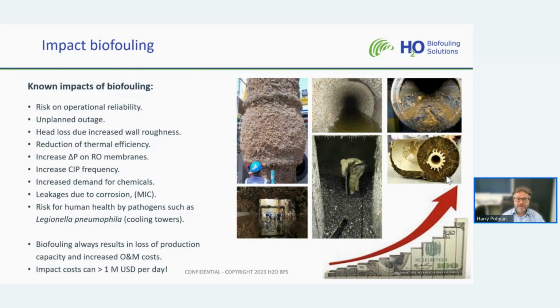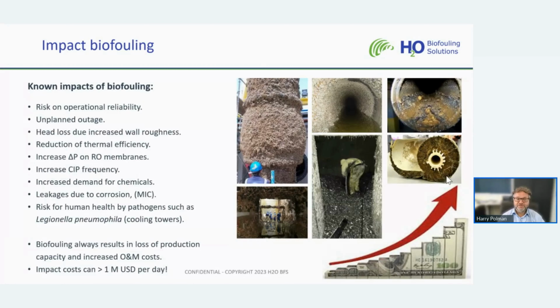The worst case impact is an unplanned outage, either caused by head loss in the seawater pump basin or by a blockage of condenser or heat exchangers. Biofouling has an impact on the reduction of thermal efficiency of a heat exchanger in an RO. Increasing the rate of cleaning frequencies. You generally need more chemicals to combat biofouling, and biofouling can also result in corrosion, as the picture on the right top, MIC, microbial induced corrosion.